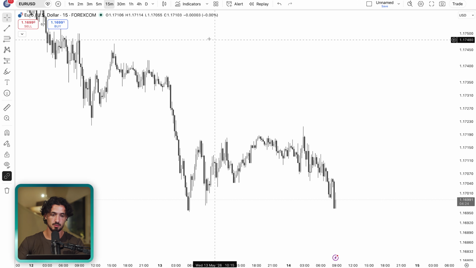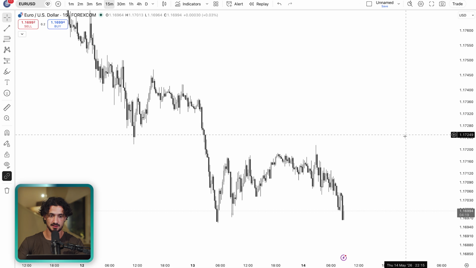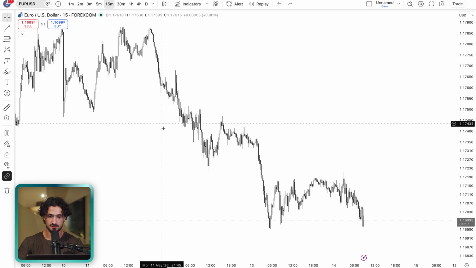So now let me walk you through a real trade scenario using what we've just learned with market structure, which is the most important part of our system. So we're on the 50-minute time frame on Euro US dollar. And what we can see quite clearly is that we are in an aggressive downtrend.